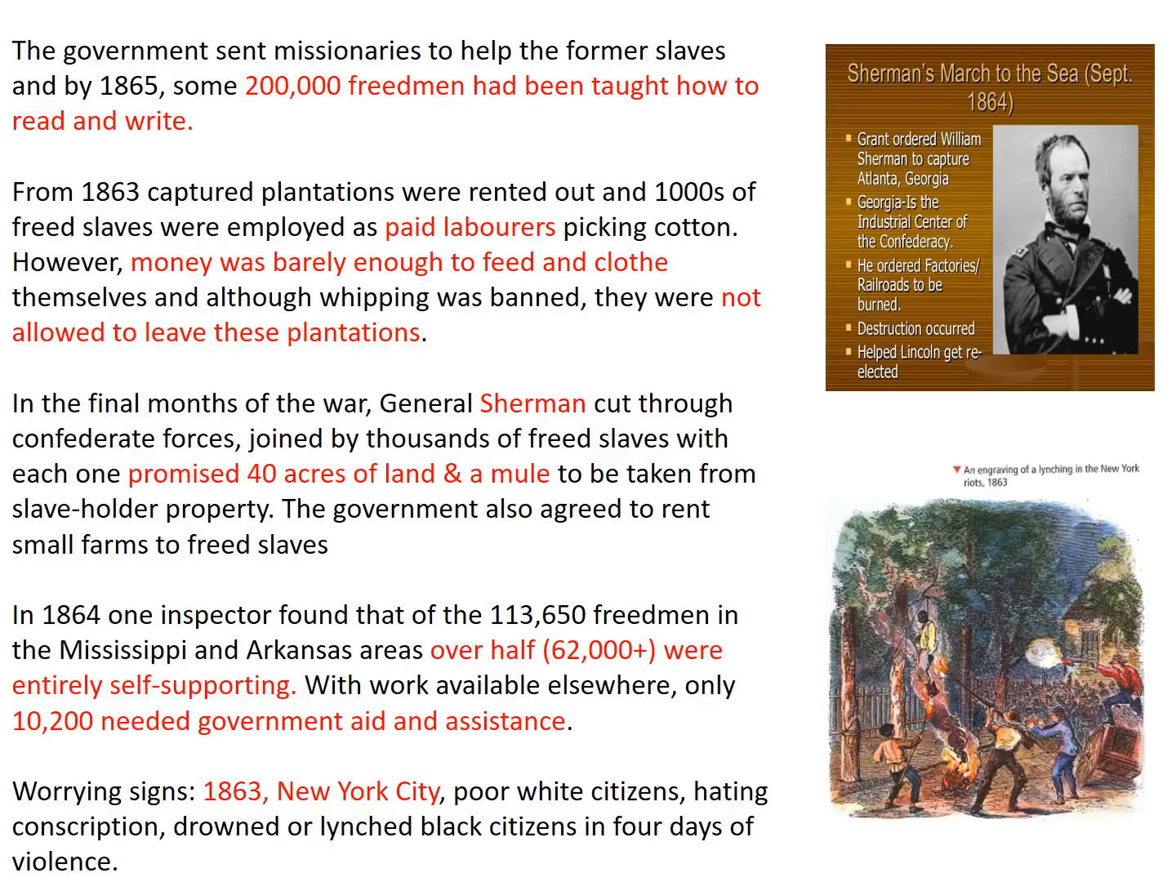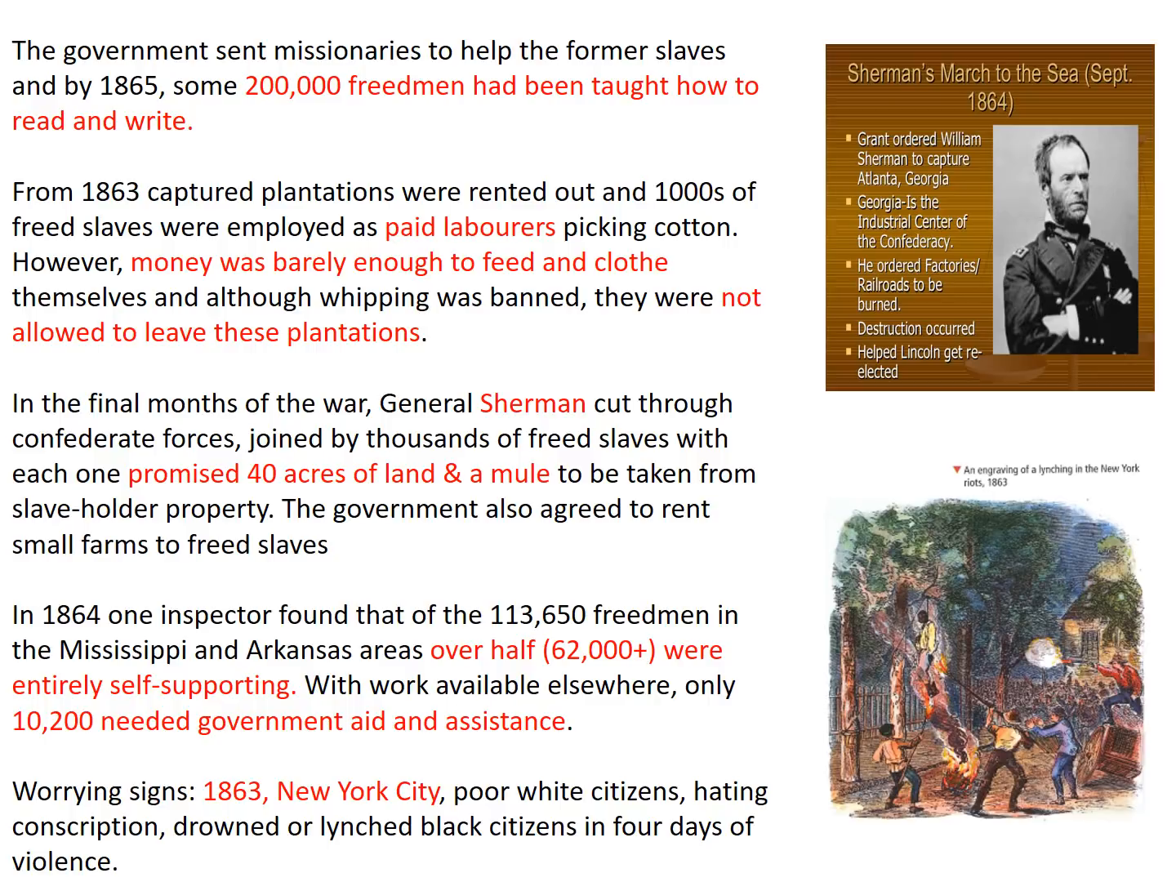In the final few months of the war, however, General Sherman cut through Confederate forces, and to win over the freed slaves, each one is promised 40 acres of land and a mule to be taken from the slaveholder's property. They also agreed to rent small farms to freed slaves. Investigations during this time period show that of the 113,000 freemen in Mississippi and Arkansas, over half were entirely self-supporting. So there's a real positive here at the moment that these slaves will be able to look after themselves.